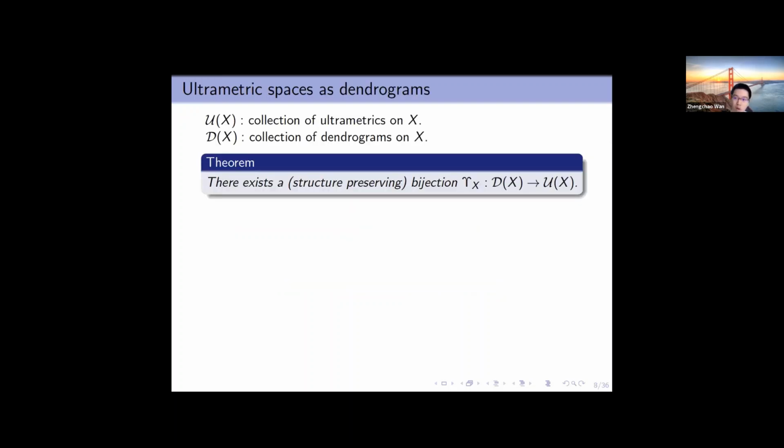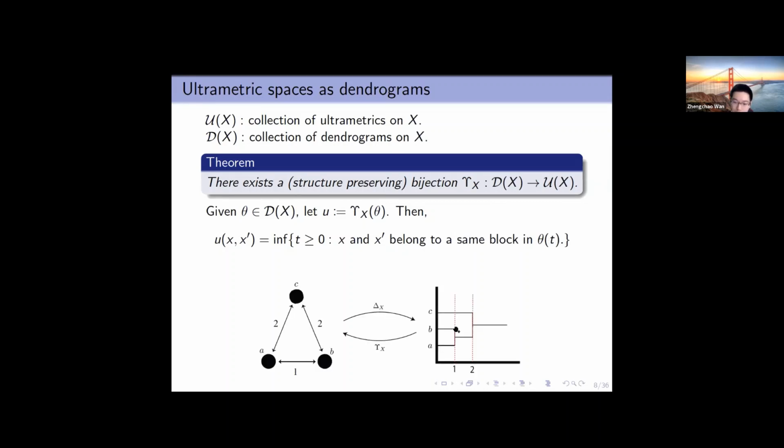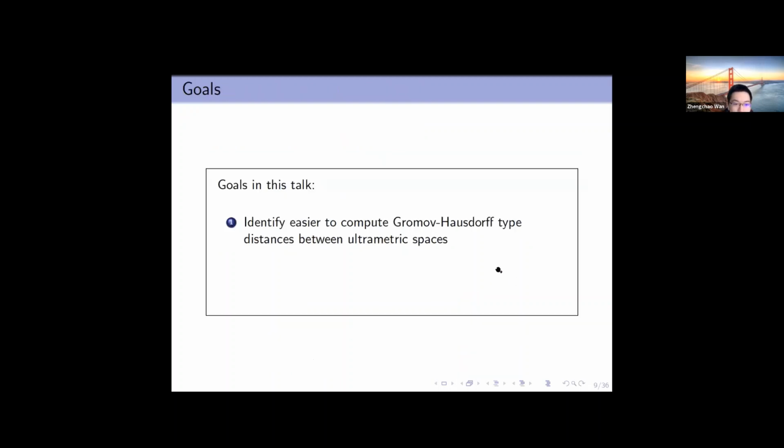Ultrametric spaces are actually equivalent to dendrograms. More precisely, given a finite set X, there exists a structure-preserving bijection from the collection of all dendrograms on X to the collection of all ultrametrics on X. To illustrate a little bit, given the dendrogram theta, and letting u be its image under the map, then for any 2 points x and x prime, the distance u(x, x prime) is the smallest parameter t such that x and x prime belong to the same block in the partition theta(t). For example, here is a dendrogram over 3 points, and these 2 points A and B will agglomerate together at parameter 1. So their corresponding distance is 1. And similarly, the distance between A and C is 2.